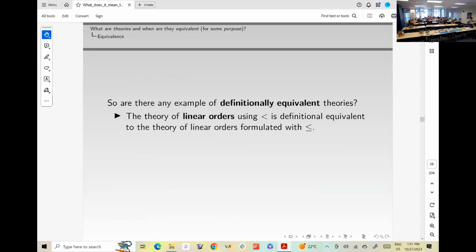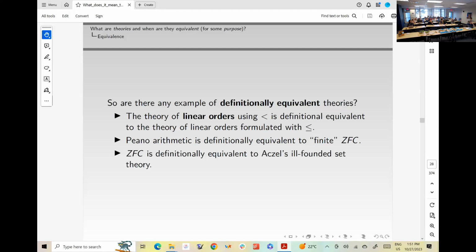How do we do it? Well, if I'm in this language and I want to define that, I'm going to say this or equals. Simple, right? And there's an analogous translation in the other direction. But there are more complicated ones. Peano arithmetic, everyone's favorite theory of arithmetic, is definitionally equivalent to what we might call finite ZFC. I don't want to specify what it is, but essentially throw away the axiom of infinity and add its negation. But there's a little tidying to do as well.